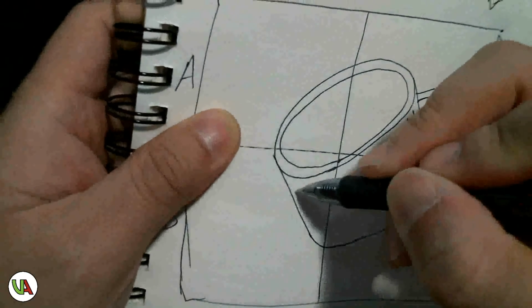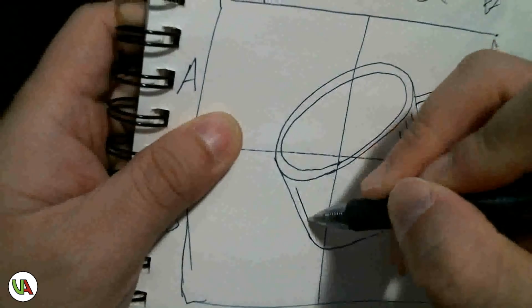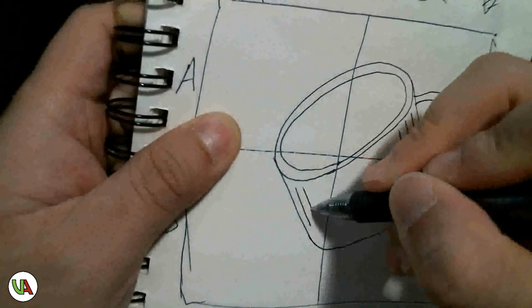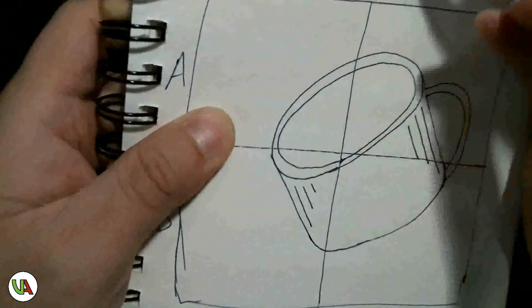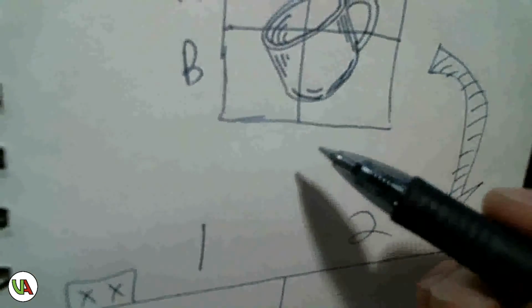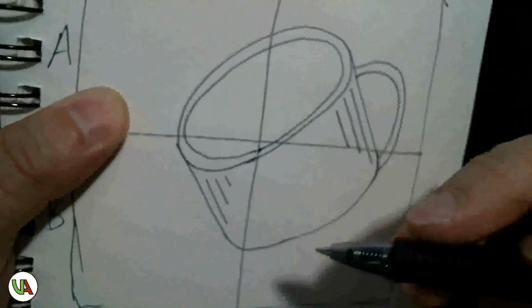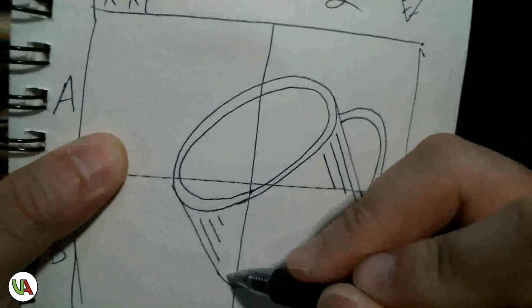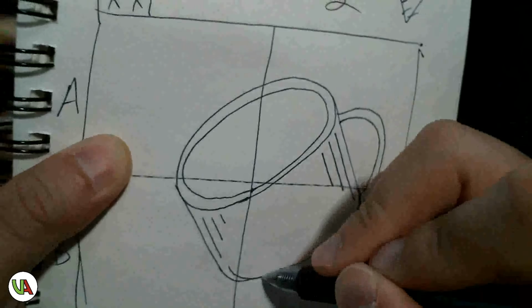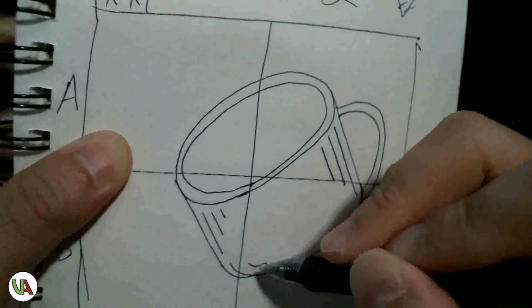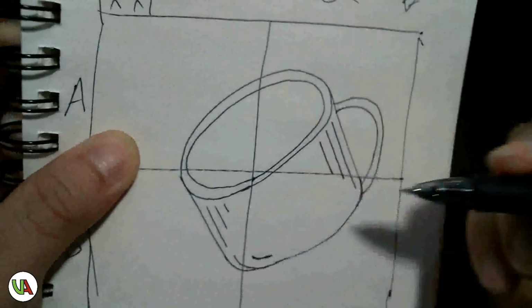So let's draw 1, 2, 3, and then now these lines on the bottom here, these 2 right here. So kind of go like that. I made a little mistake there, but that's how it looks, so I'm just going to do that.